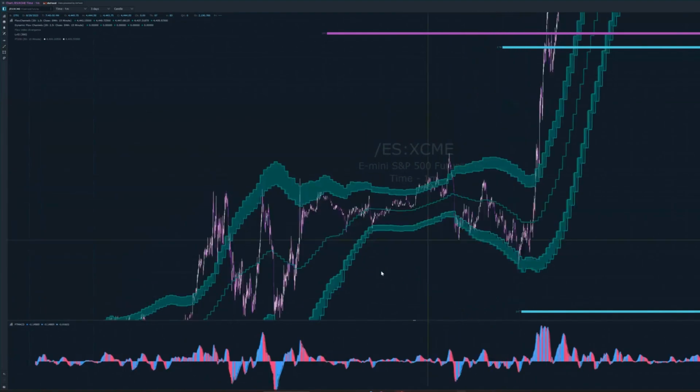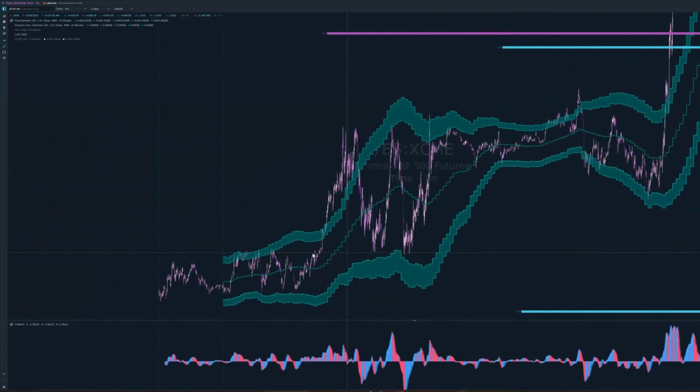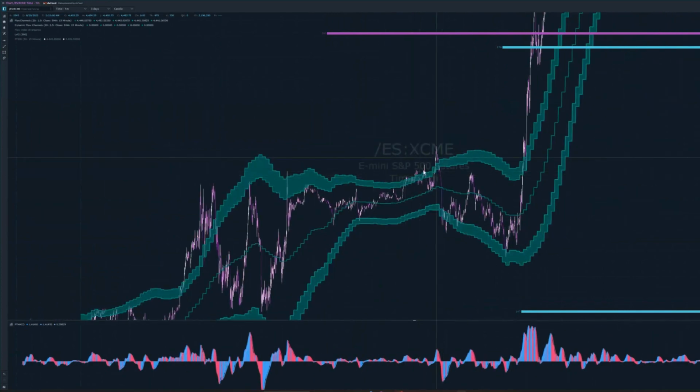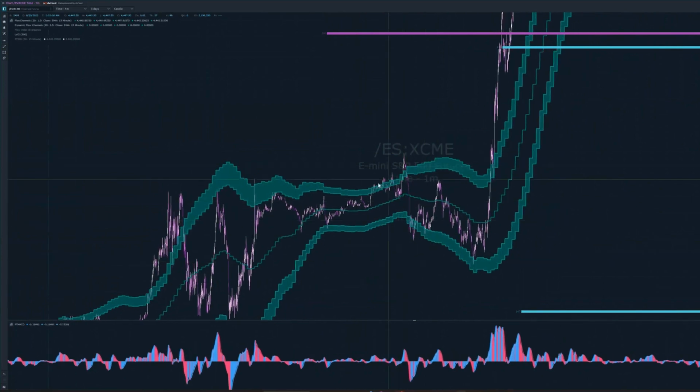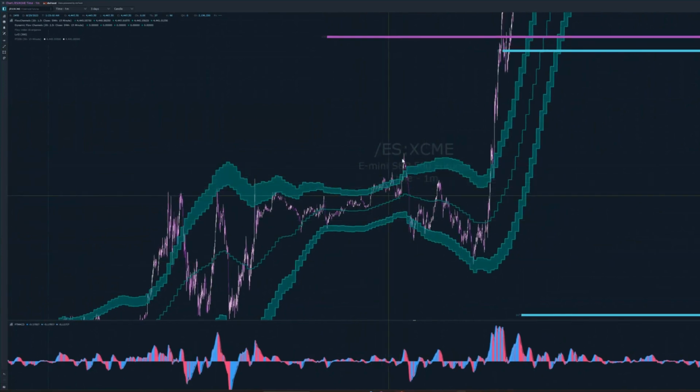So when primaries aren't aligned, even if we break out, if my 4 hour's up and my daily's down, I'm probably not looking to take those outside shots, because that's when they're going to fail. They're going to fail if your primaries aren't aligned. So like right here, if my 4 hour's up and my daily's down, I'm not looking to take this long. I'm taking this short. I'm not looking to take this short. I'm waiting for the inside shot to take it long.